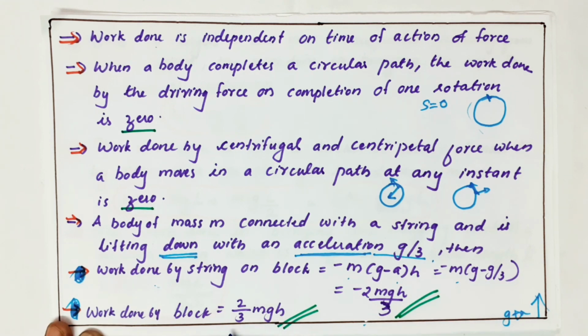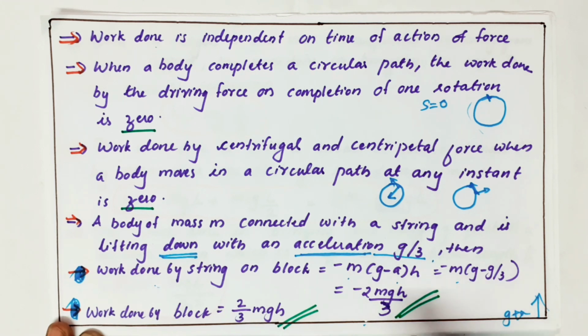So that's why here there is no minus. So 2 by 3 mgh. Clear? So we need to consider the case here: the work done by the string on the block is directed away from the gravity. That's why I kept the minus sign. So work done by the block means it is towards gravity. It is 2 by 3 mgh.